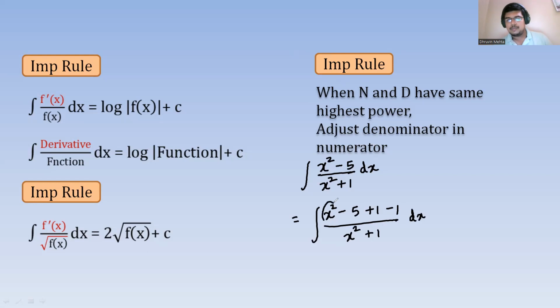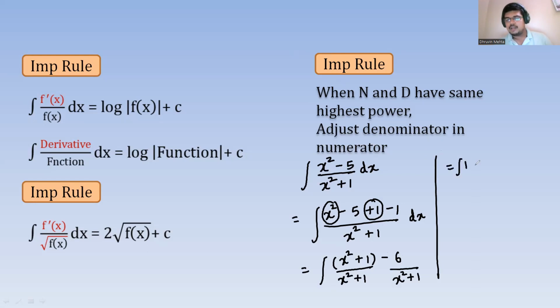Now x square plus 1, I'll group this, and minus 5 minus 1 will be minus 6, and then we can split it into two fractions. So what will we get, guys? We will get integration 1 dx minus 6, the constant stays outside, integration 1 upon x square plus 1. Are you following this? So this is x, and now integration of 1 upon x square plus 1 we have not yet discussed, but do you remember the derivative of which function was 1 upon x square plus 1?